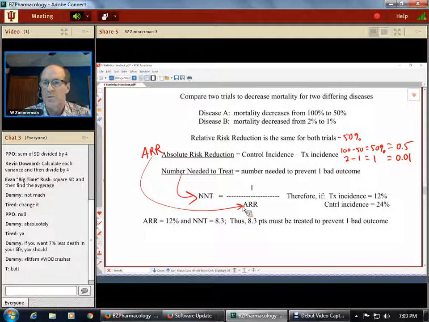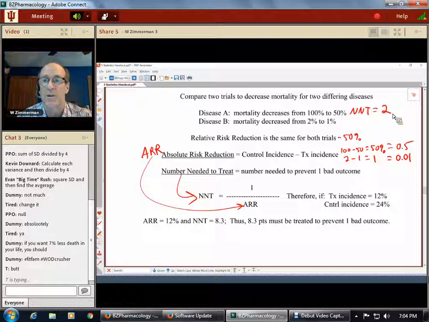So ignore those numbers on the right of the equation for a second here, the 12%, the 24%. This is a different example. Let's go back up to the example I was looking at. If we calculate the number needed to treat for disease A, it's 1 over 0.5. It equals 2, meaning you have to treat 2 people to see an effect, to save a person.